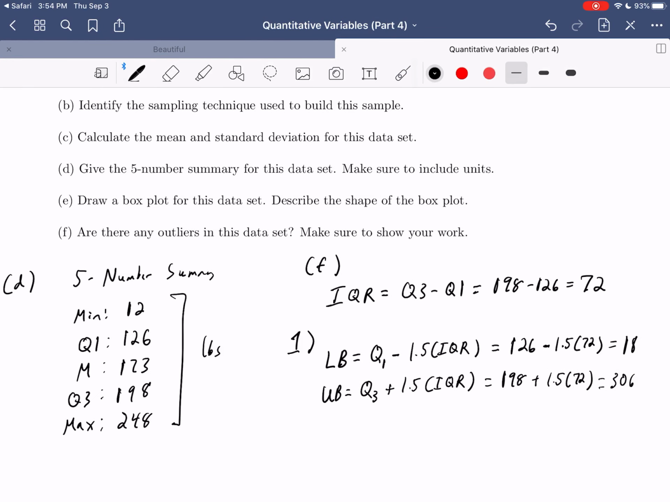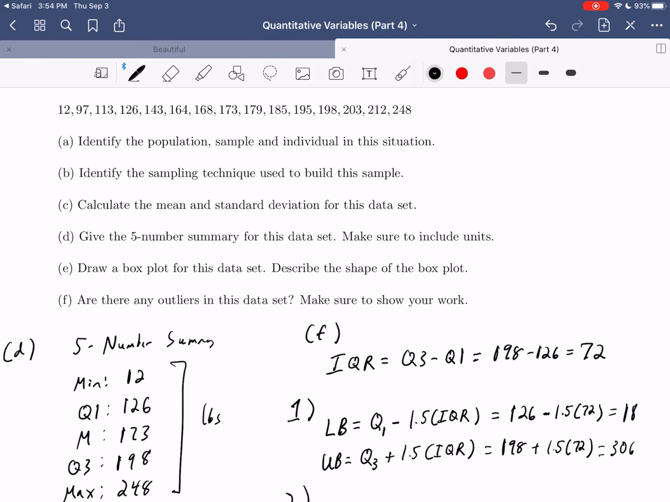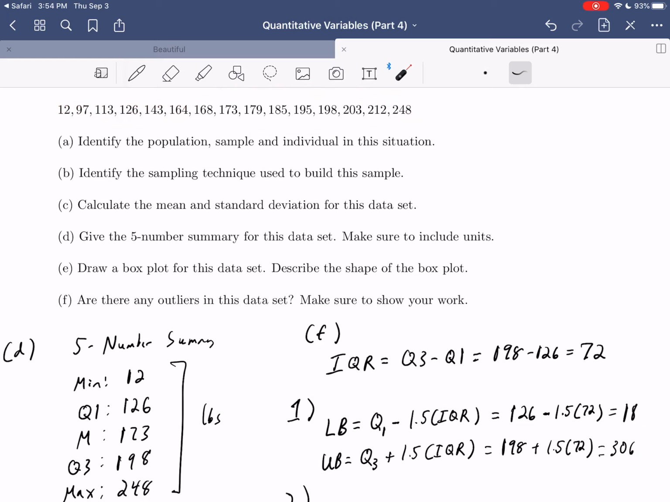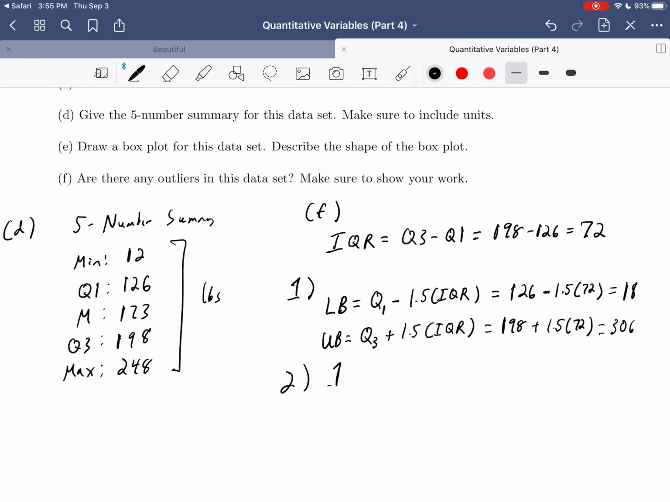Now step two is deciding if there are any outliers. If we look at our data set, were there any data points outside the range of 18 to 306? Well, 12 is lower than 18, so 12 would count as an outlier. 248, however, is inside this range of 18 to 306, so 248 is not an outlier. So we would say that there's only one outlier.